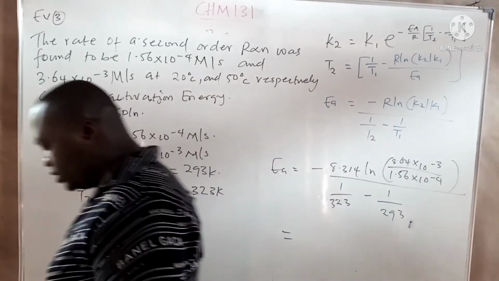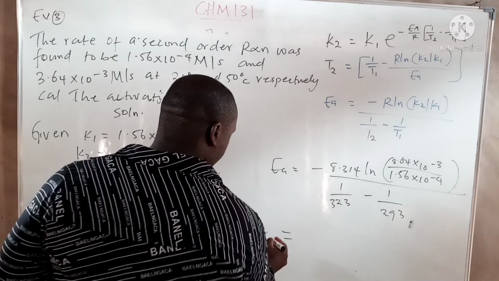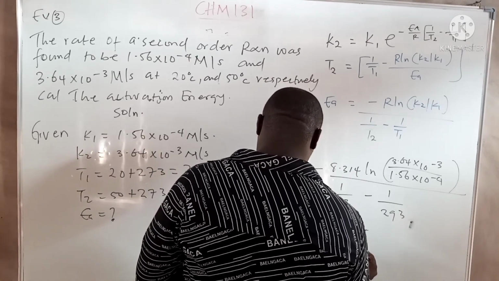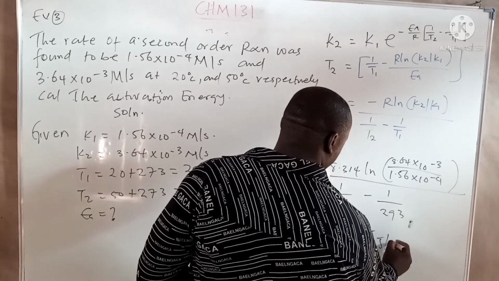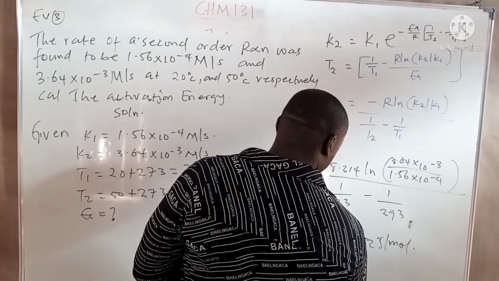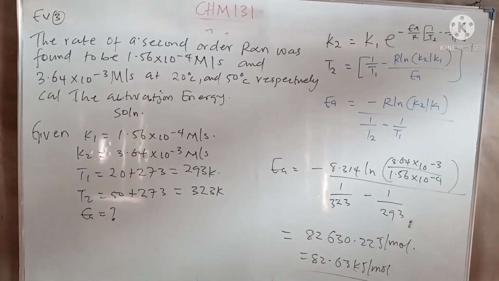So if you punch it very well, your activation energy will give you 82,630 joules per mole. Now it can be 82.63 kilojoules per mole. Whichever one. Of course, how you get kilojoules per mole is when you divide by 1000. You will get it in kilojoules per mole.